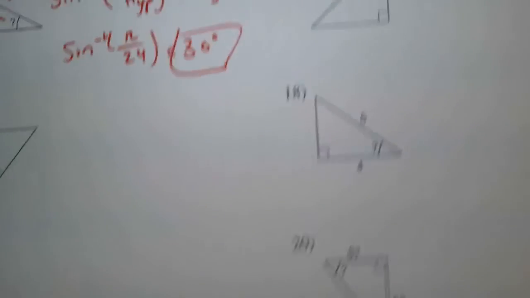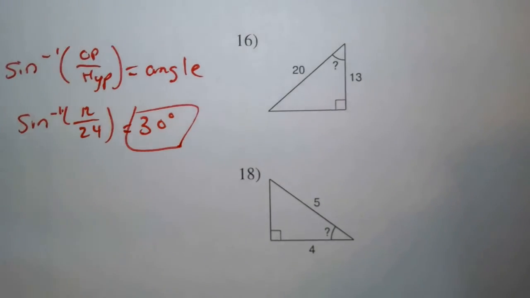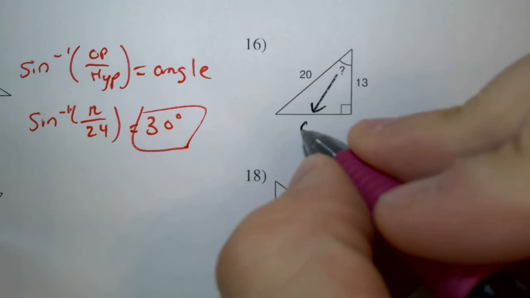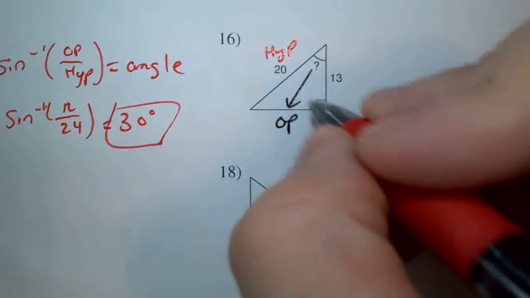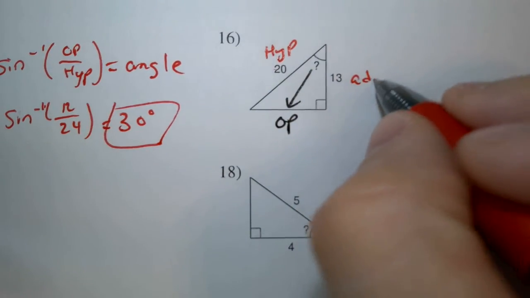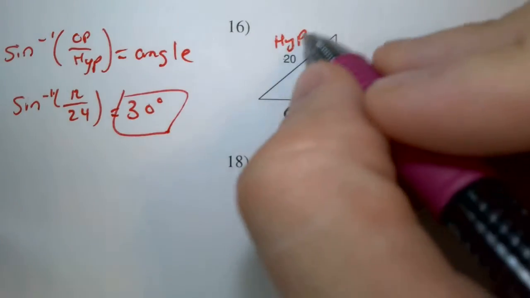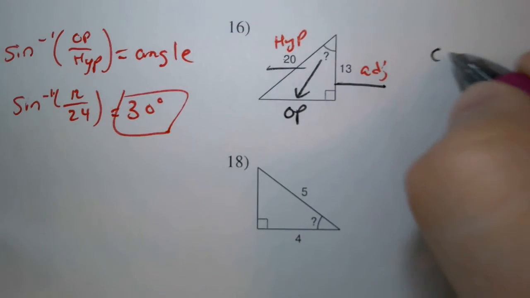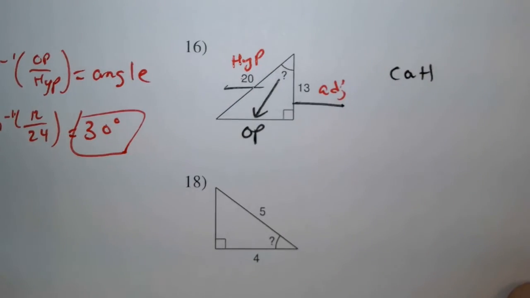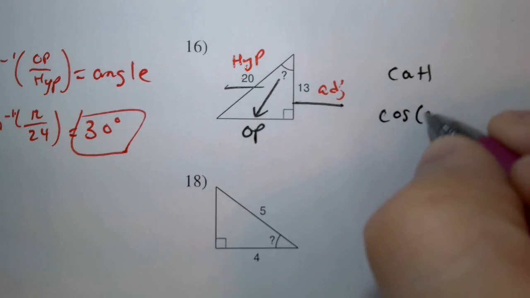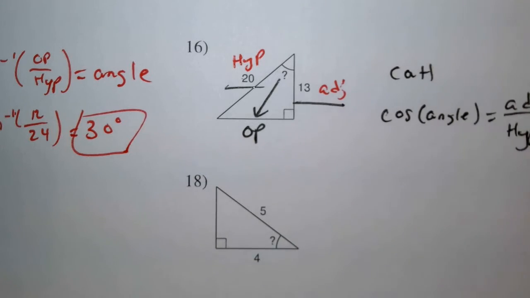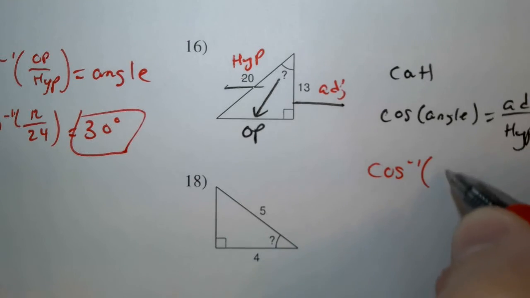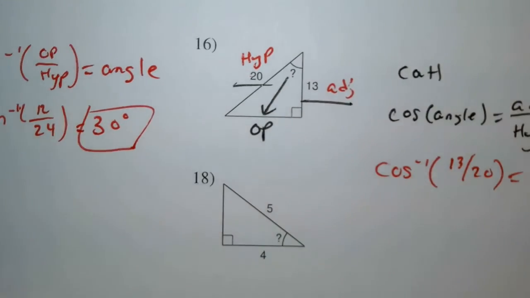All right, let's try 16 on for size, and then we might be calling the video a little bit short today. We got our opposite side is blank. We have our hypotenuse over here, which is across from the 90, and then we have our adjacent side. So here we use adjacent and hypotenuse. Remember that ka in katoa is cosine of the angle is equal to the adjacent over hypotenuse. So we are going to use cosine in this case because we have adjacent and hypotenuse. So cos -1, 13 over 20, spits out our answer.